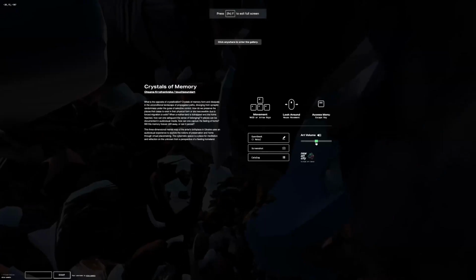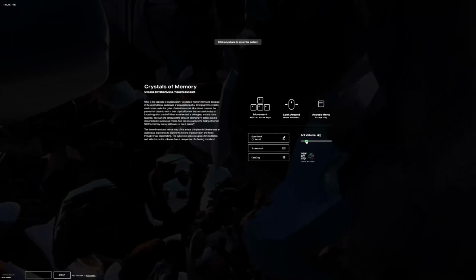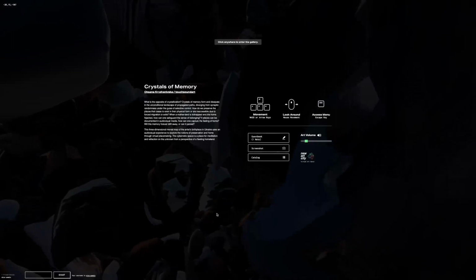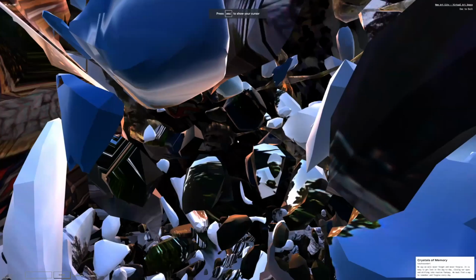My artwork is called Crystals of Memory, and this name comes from the idea that I wanted to explore parametric modeling for exploring the concept of how our memories build up and then break down. So I was trying to figure out a way of reflecting that in a process and building these crystal shapes.